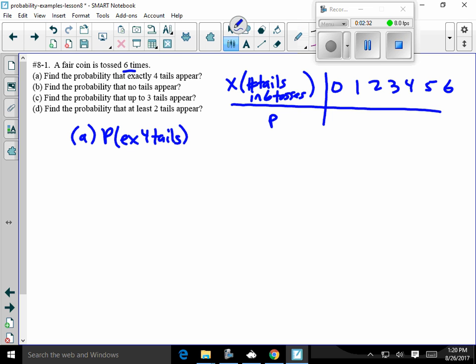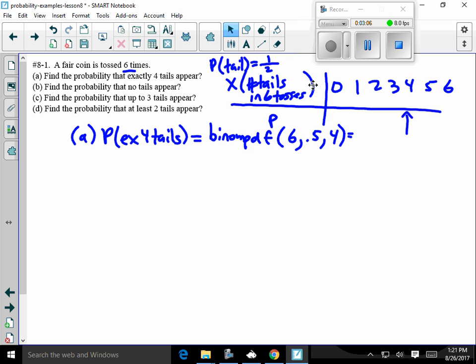So for exact cases, like exactly one of these cases only, we use the binomial PDF, the particular specific solution. Binomial PDF, and then you have to say, okay, it's out of 6 total trials. Now, we'll have to figure out what the probability of success is. So the probability of success would be the probability of getting a tail. And since there are 2 sides to the coin and it's fair, 1/2 of the time we should get tails, or 0.5. So I'm going to put 0.5 in there. And we want the probability of having exactly 4.